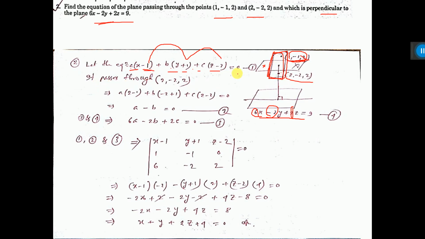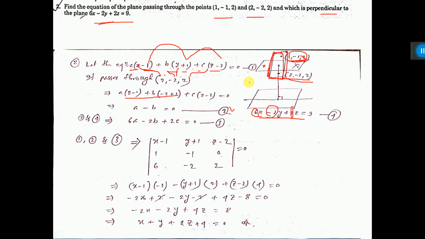Now this equation passes through 2, minus 2 and 2. That means value of x is 2, value of y is minus 2 and value of z is 2. So put here, you will get one equation in terms of a, b and c. Here value of c is 0, that is why c is not there.